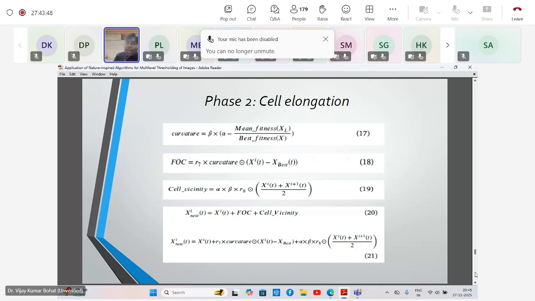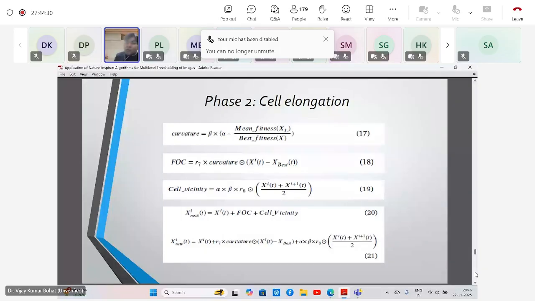And then with this curvature, we calculate the factor of curvature, FOC. FOC is again curvature multiplied by random number R7, and then this vector multiplied by xit minus x best. For every solution, we calculate this FOC. And after calculating FOC, we also calculate cell vicinity. Cell vicinity says that it takes a kind of average of the near cells, xit plus xi plus 1t divided by 2. And then we also multiply alpha, beta, and a random number to it. So we also emphasize the nearby cells. What is the position of the nearby cells?